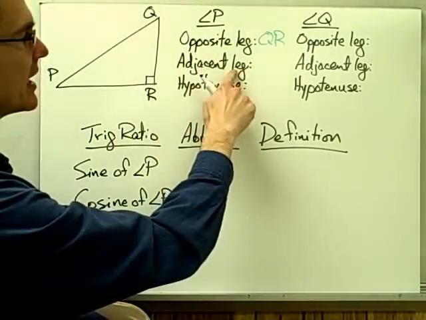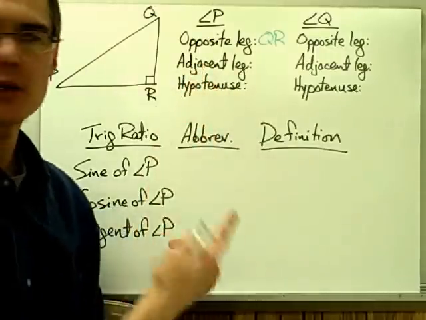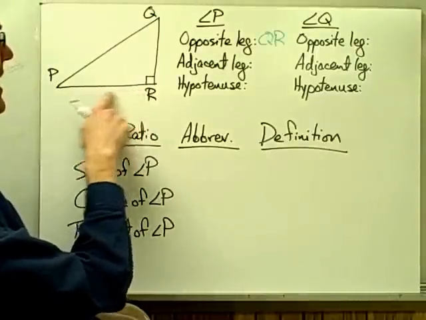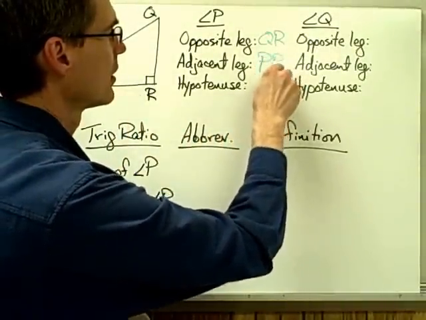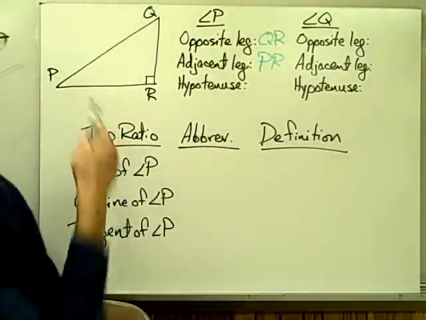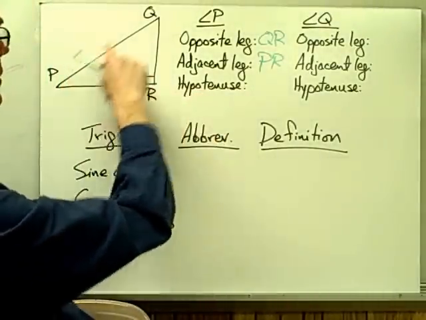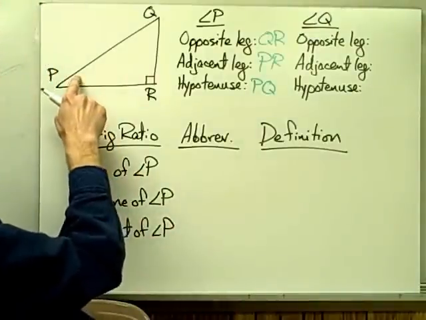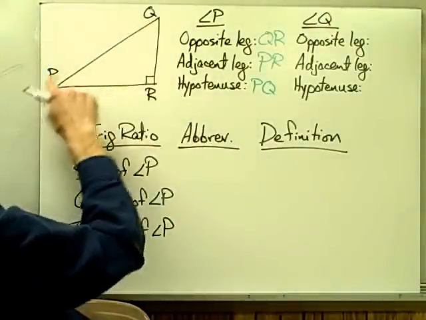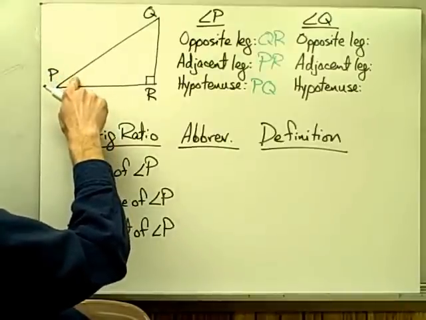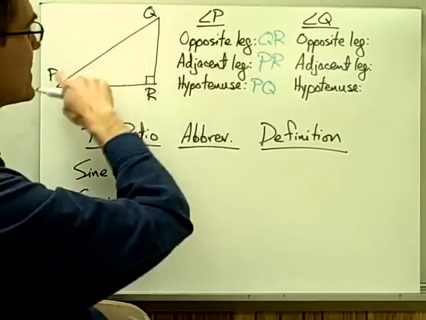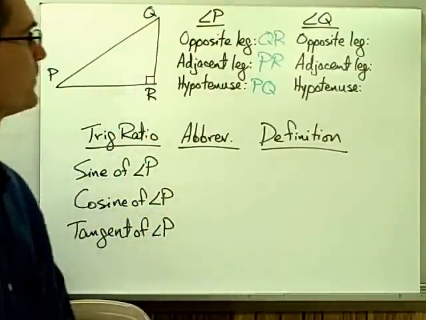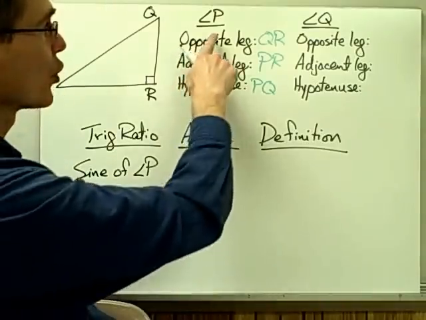If I want to talk about the adjacent leg, that is the leg of the triangle that's adjacent to angle P. Remember, adjacent just means next to. Well, if this is angle P, then this leg of the triangle, PR, is the leg adjacent to this angle. When I talk about the hypotenuse, the hypotenuse is just side PQ of the triangle. Now, the reason that I didn't call side PQ my adjacent leg for angle P is that since PQ is the hypotenuse, it is not a leg. A leg is one of the sides of the triangle that is not the hypotenuse. All right, so these are the opposite leg, adjacent leg, and hypotenuse for angle P.